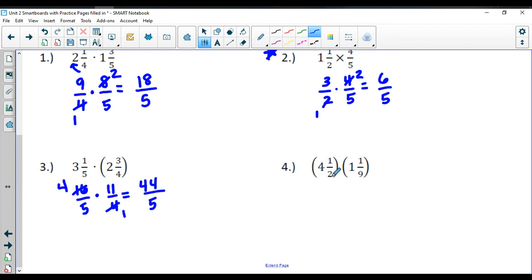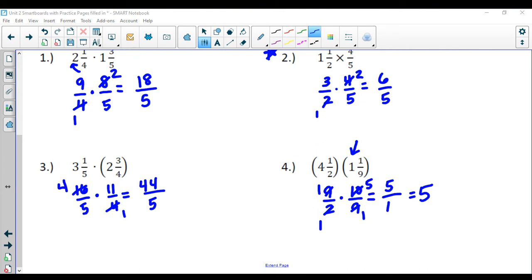Question number 4. 4 1/2 is going to be 9 halves. 9, 10 ninths. Reduce. Reduce. 1 times 5 is 5. 1 times 1 is 1. So we'll actually just write that as a whole number 5. What would happen to my answer if this 1 1/9 was actually a negative number?